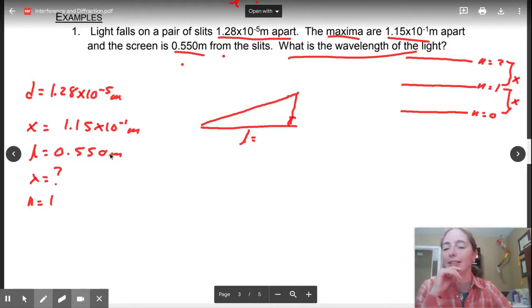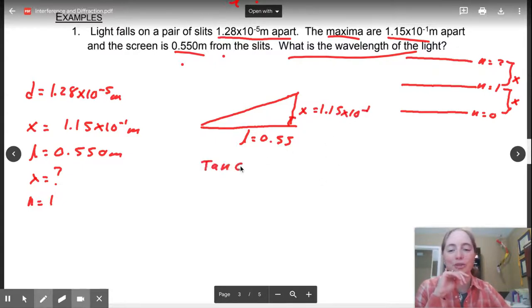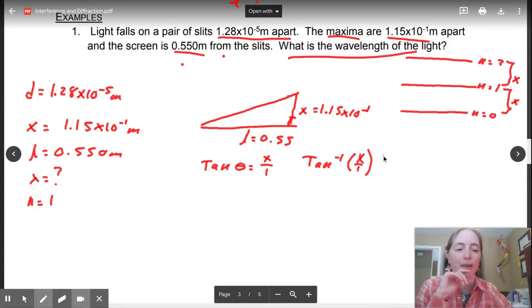So L is 0.55, and this is your x, which is 1.15 times 10 to the negative 1. So what we're going to do is use tan theta, which is equal to x over L, which means we're going to go tan inverse of x over L, and that is going to give us theta.